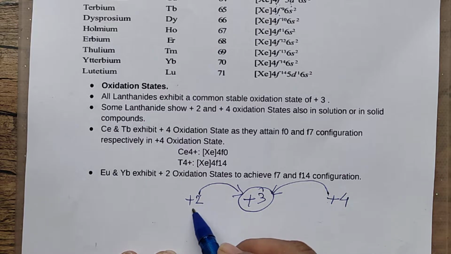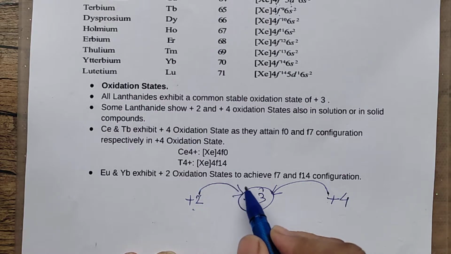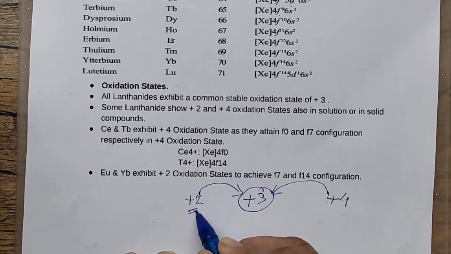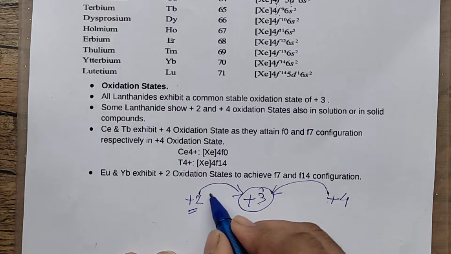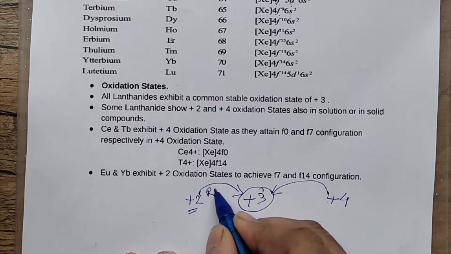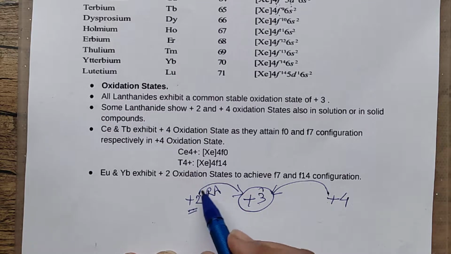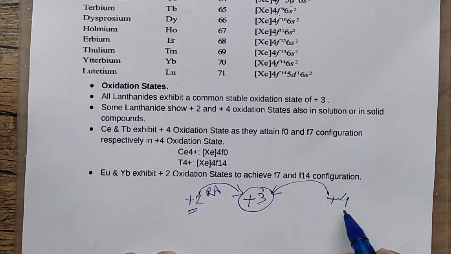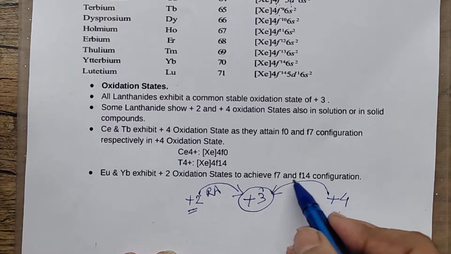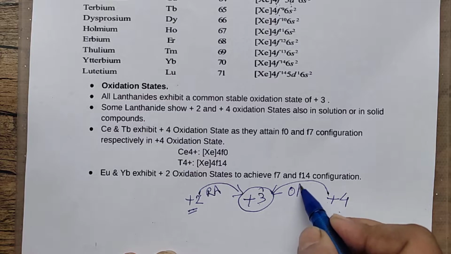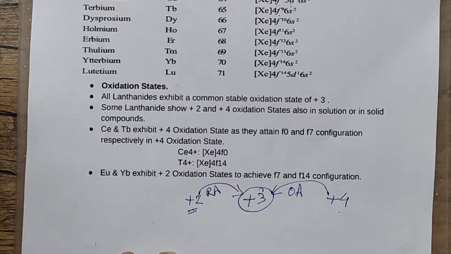So if it is in the 2 oxidation state and has a tendency to undergo oxidation, then it will behave as a reducing agent because it is itself undergoing oxidation. If it is in the 4 oxidation state, it is itself undergoing reduction, so it will act as an oxidizing agent. So in the 2 oxidation state, it will behave as a reducing agent, and in 4 it will behave as an oxidizing agent.